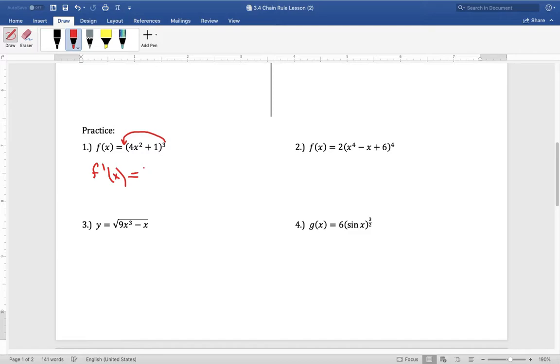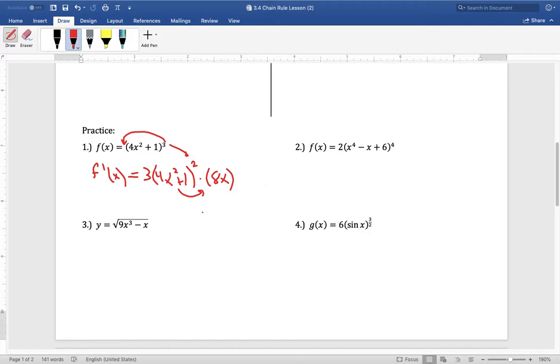equals, this is 3, leave the inside alone, (4x squared plus 1) to the 1 less, so this would be a 2, and then times the derivative of the inside. The derivative of the inside, always put it in parentheses. This will just be 8x. We've talked about simplifying answers, and this answer does not need to be simplified. You can just leave it like this.